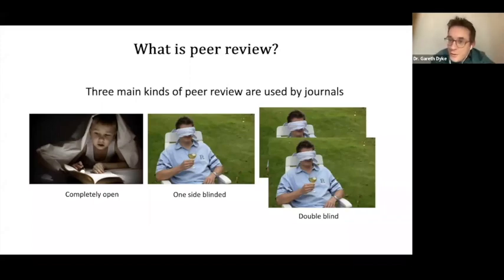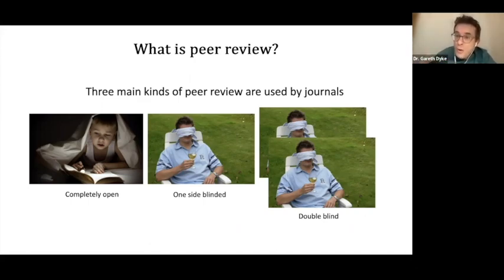Different journals have different benchmarks. Different journals have different guidelines for peer reviewers. We'll talk about those in a minute. But journals around the world tend to use one of three main kinds of peer review. Completely open, where your identity as the author and the reviewer's identity is known to everybody. So-called one-side blinded peer review, the most common kind, most journals use this.